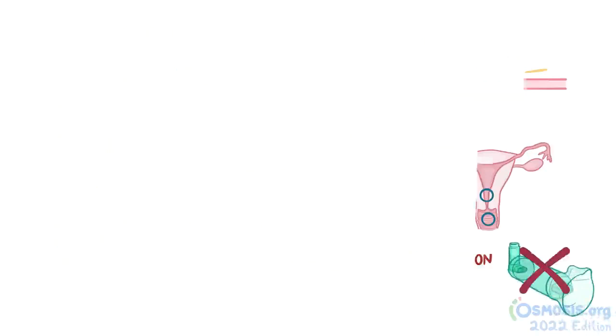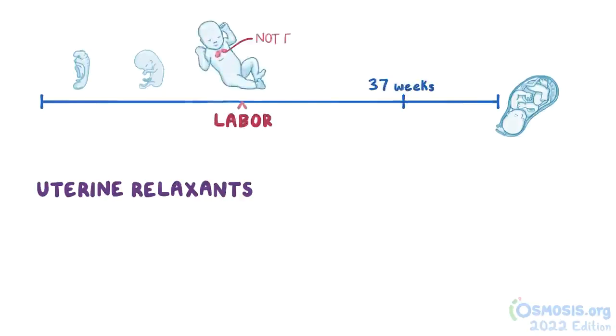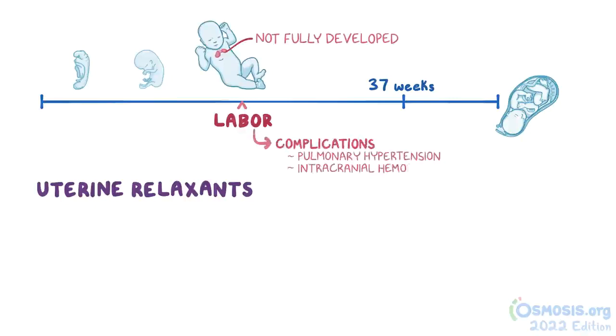Let's switch gears and talk about uterine relaxants or tocolytics. Sometimes labor begins too early. If this happens before the 37th week of gestation, the fetal organs, especially the lungs, might not be fully developed. If the baby is born in this condition, they may not be able to breathe or have other serious complications like pulmonary hypertension or intracranial hemorrhage.